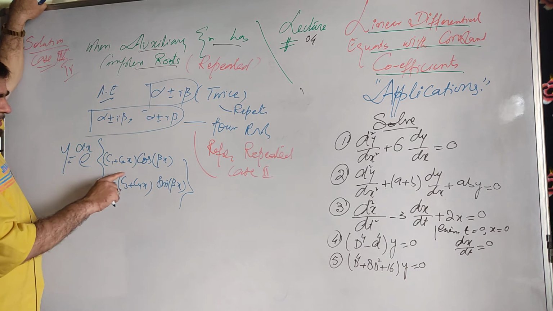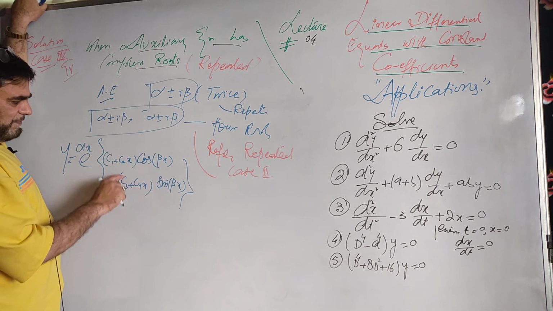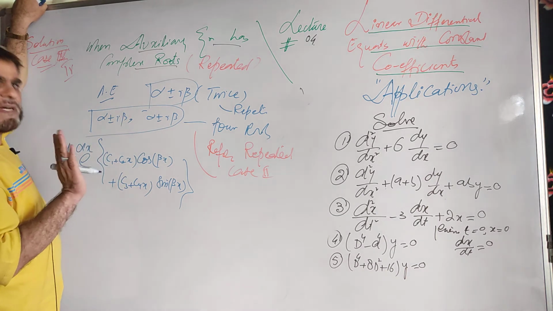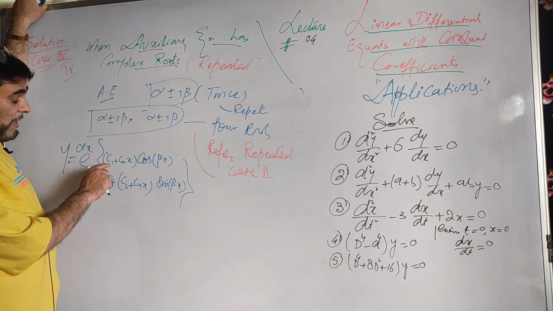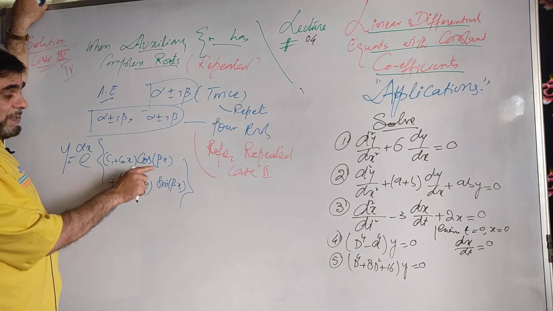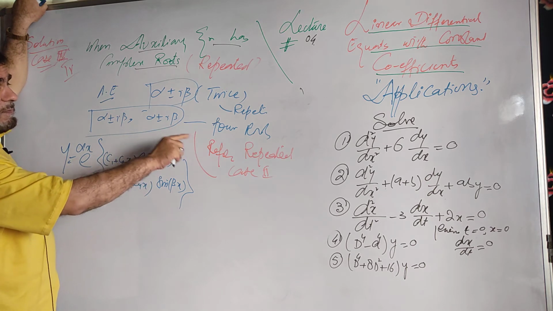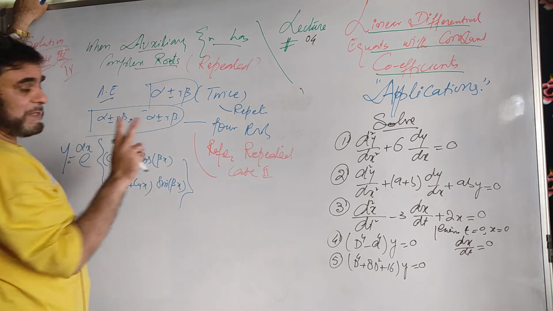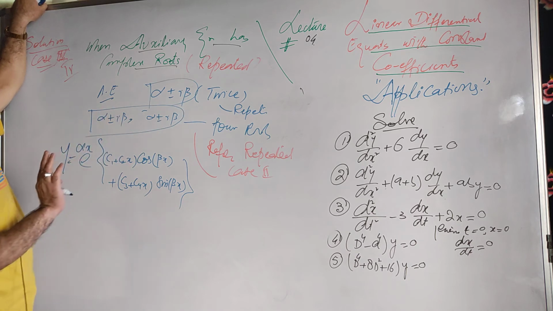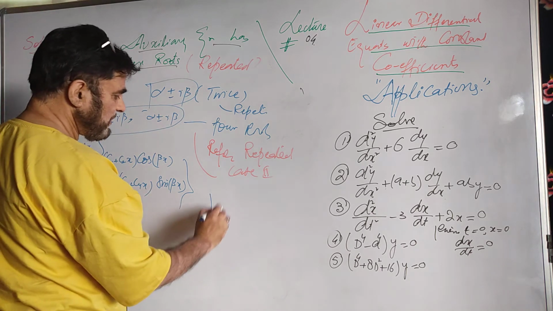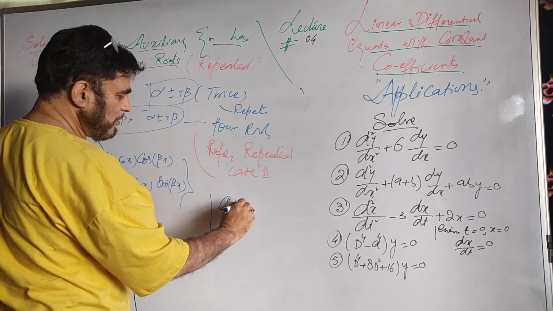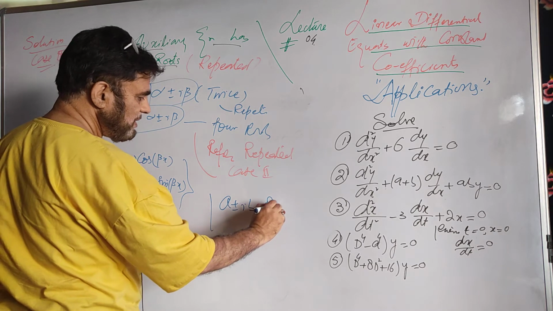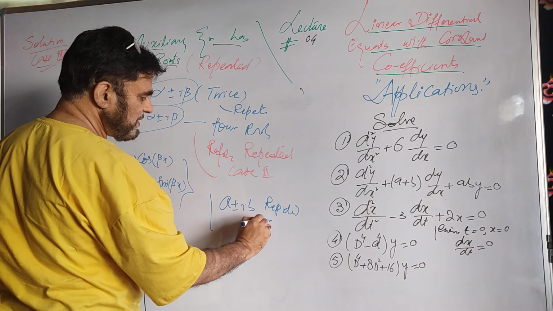If you write C1x plus C2, that is also okay. C3x plus C4, that is also okay. You have C1 plus C2x. It is repeated twice, so actually there are 4 roots, repeated twice. Now in case you have a plus minus iota b repeated, say thrice.